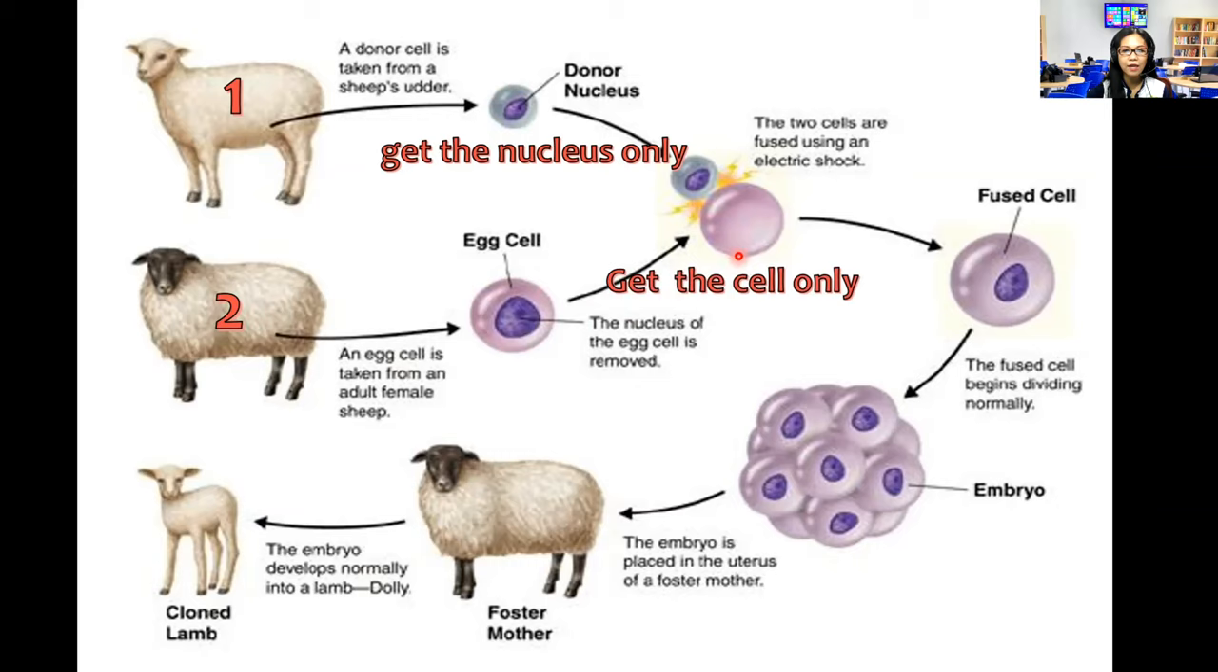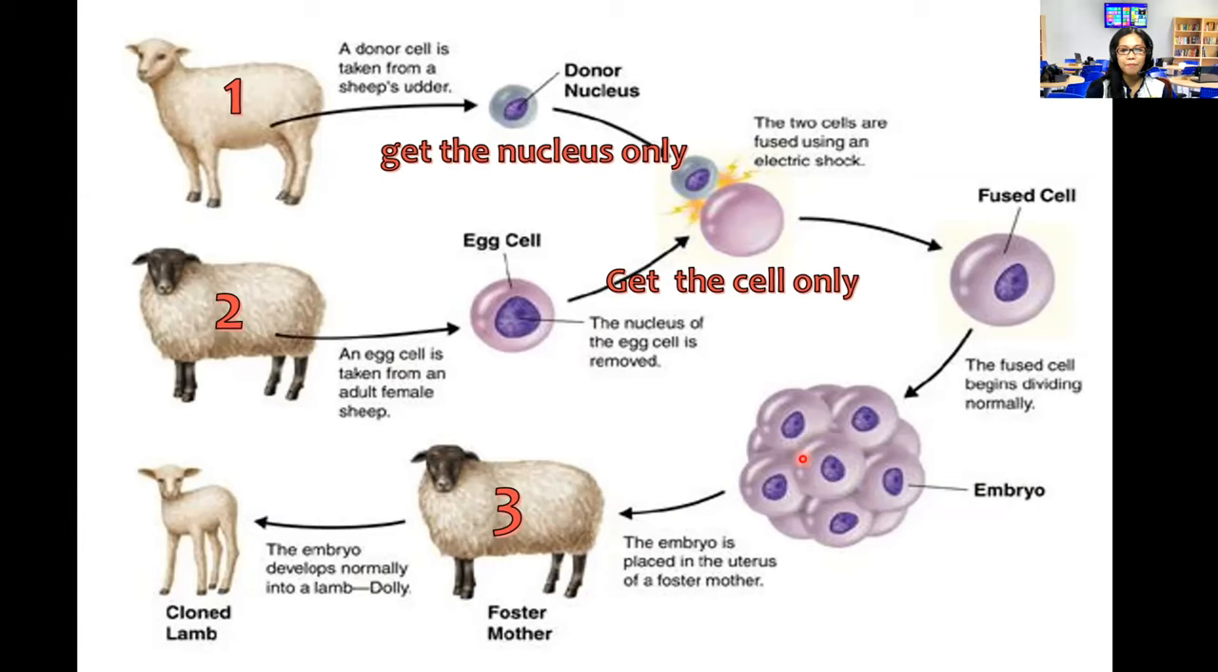the two cells are fused using an electric shock, okay? A sudden shock, so that they can combine and fuse together. When the cell is fused, the fused cell begins to divide normally, and then it will become an embryo. Then this embryo is placed in the uterus of the foster mother. Sheep number three is what we call the foster mother because it just carries the embryo that is being formed from sheep number one and sheep number two.